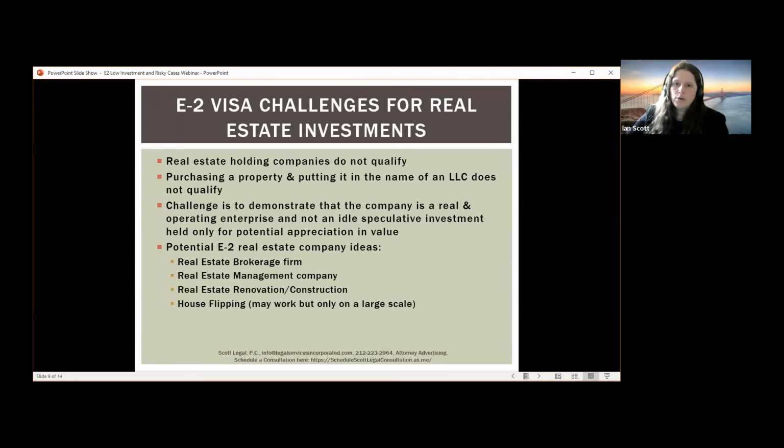You can also kind of combine different real estate services to make sure it's an active business. So let's say that you do want to do house flipping. You need to have some other activity that's the main activity of the business. And then you could add house flipping as another ancillary service line.